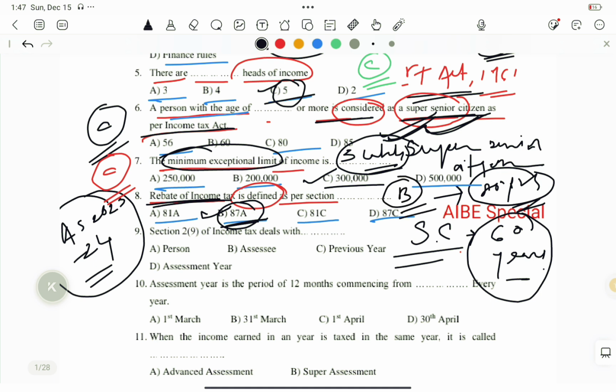Okay, so now moving to the next question. The next question is section 2 subsection 9 of the Income Tax Act deals with which of the following? Let's see the options. Options are option A, person, option B, assessee, option C, previous year, and option D, assessment year. Very important question. So in this case the correct option would be option D, that means assessment year. That means section 2 subsection 9 of the Income Tax Act deals with the assessment year. So the correct option would be option D.